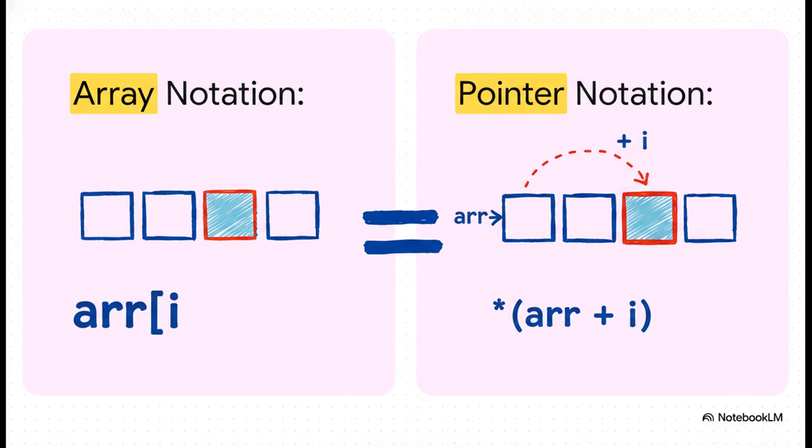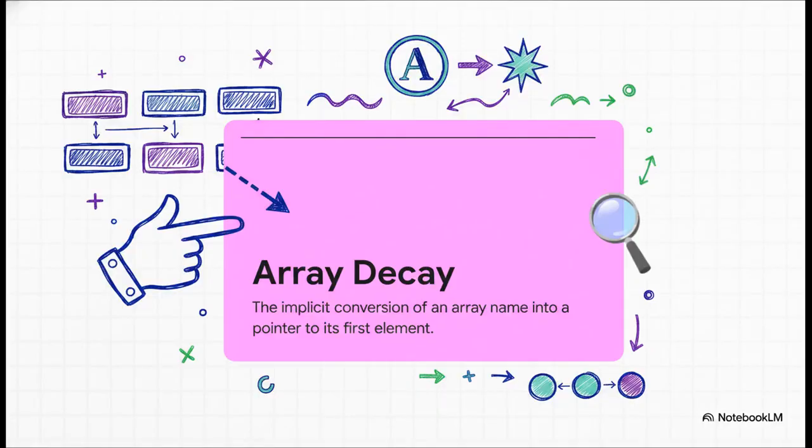So they're not just similar. To the compiler, they are the exact same thing, just two different ways of writing the same instruction to get to a spot in memory. So, this automatic switcheroo has a name. It's called array decay. The name of the array, R, just sort of decays into a pointer.